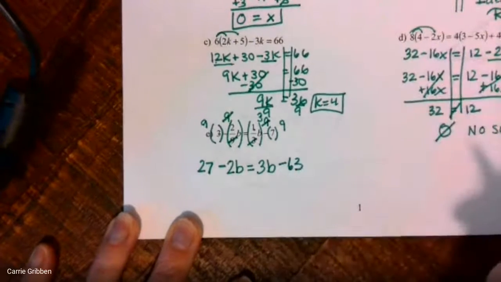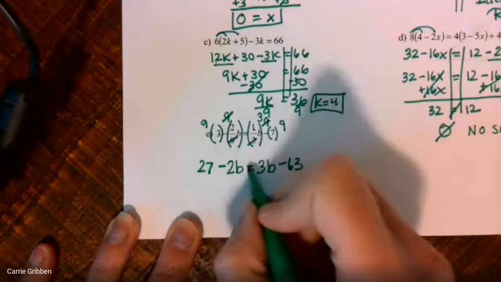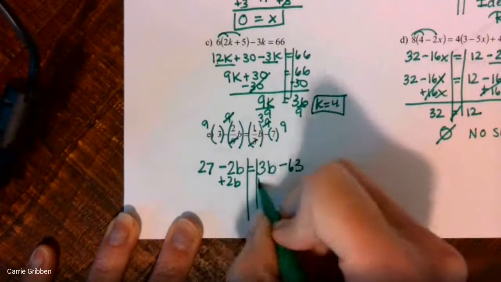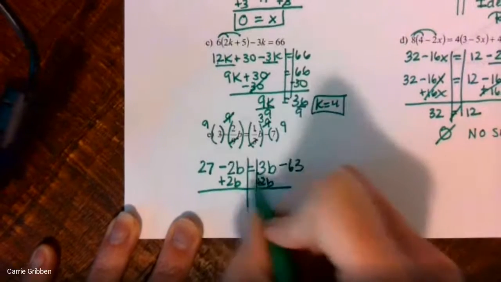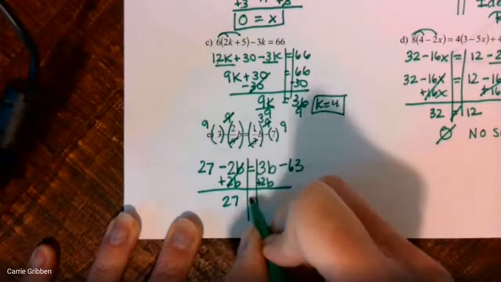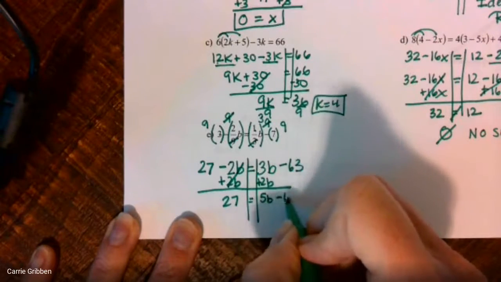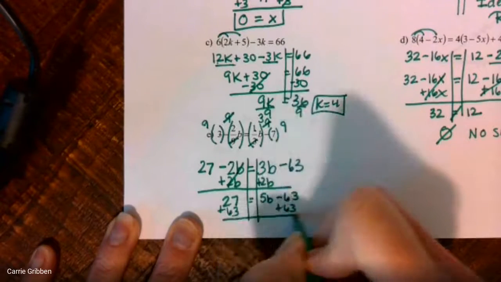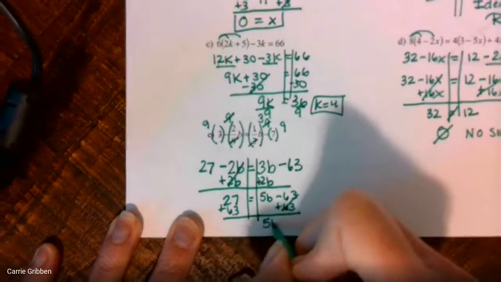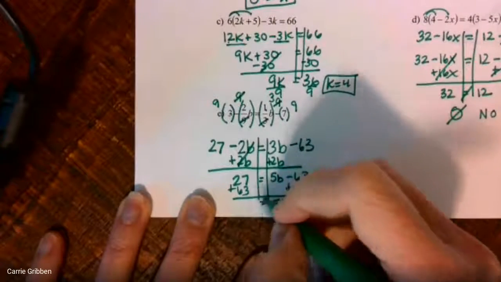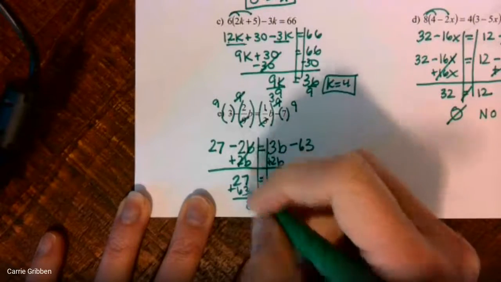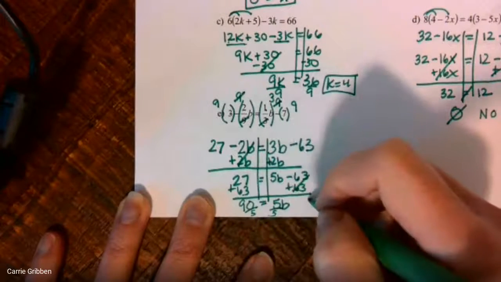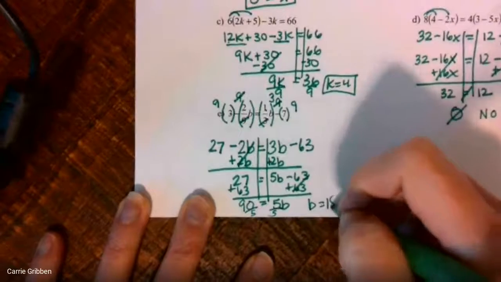Okay. Now, I'm going to look and say, all right, I've got to get the b's on the same side. I like adding better, so I'm going to add 2b. And I'm going to get 27 equals 5b minus 63. And then I'm going to add 63, and I'm going to end up with 5b equaling 90. So if I divide both sides by 5, b turns out to be 18.